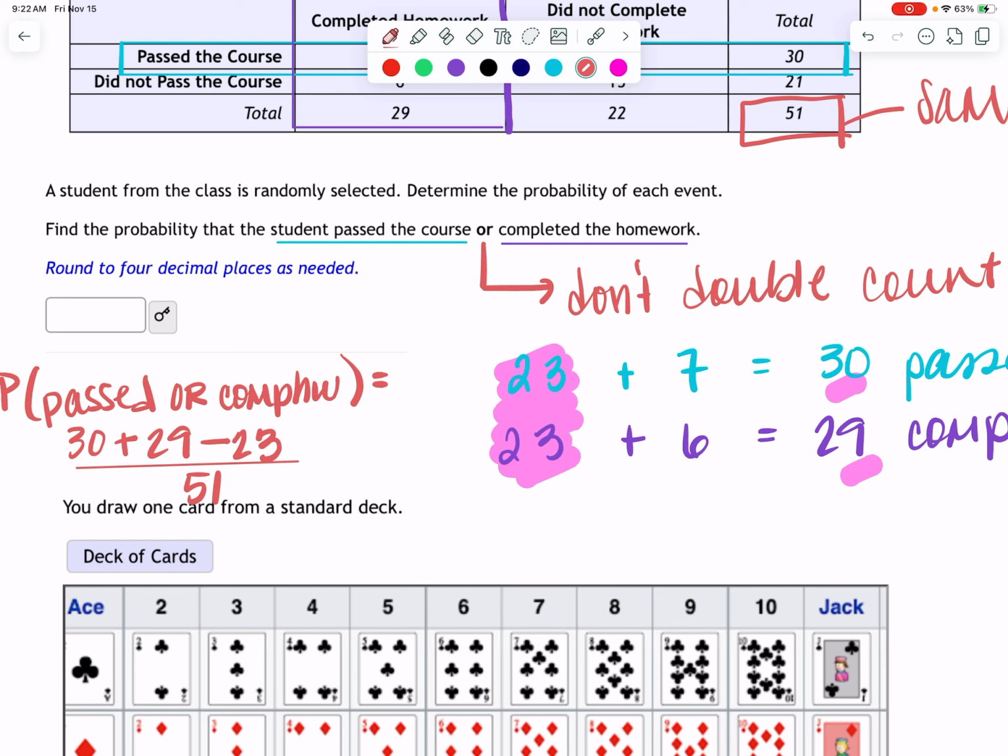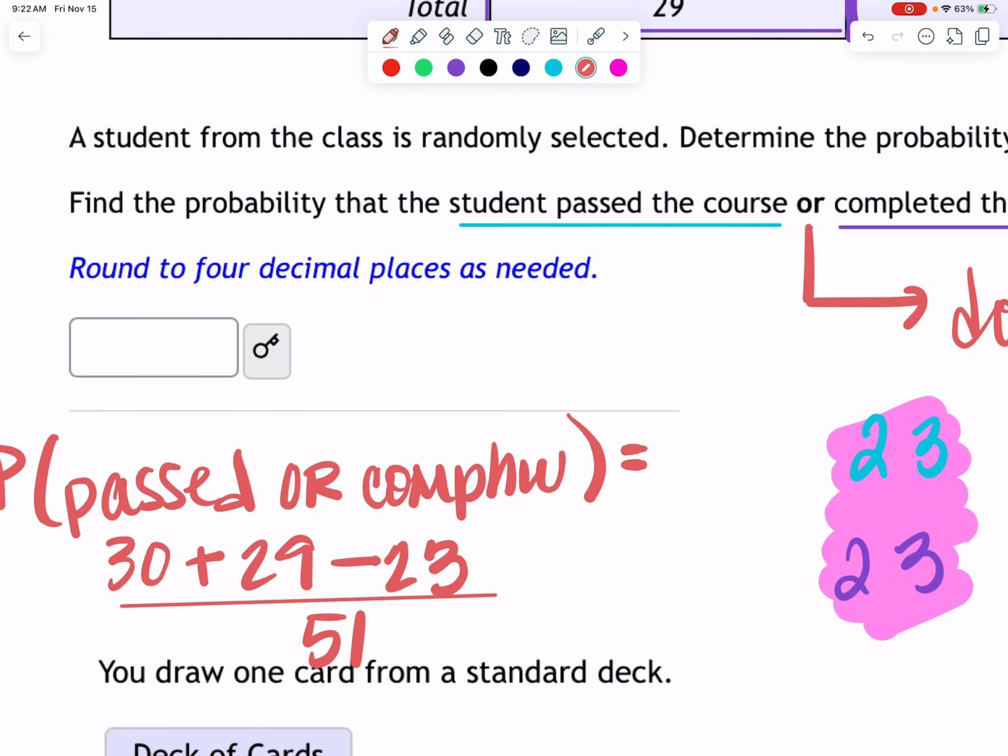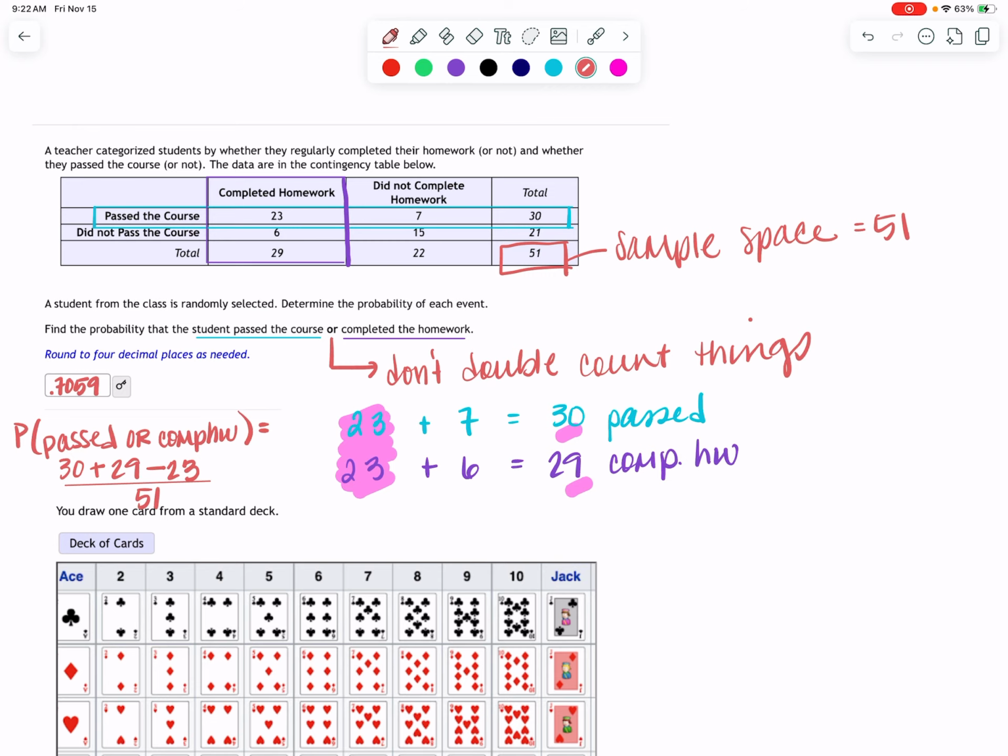30 plus 29 minus 23 is 36. Divided by a total of 51. And we want the decimal to 4 decimal places. So that would be 0.7059. So don't double count.